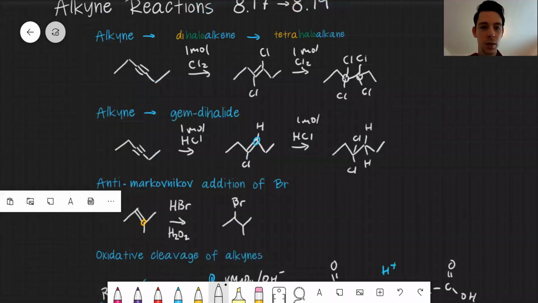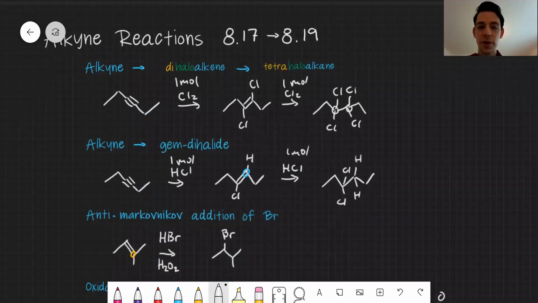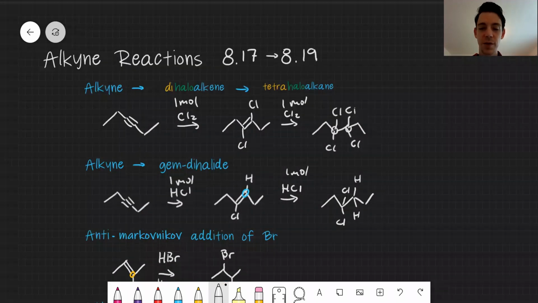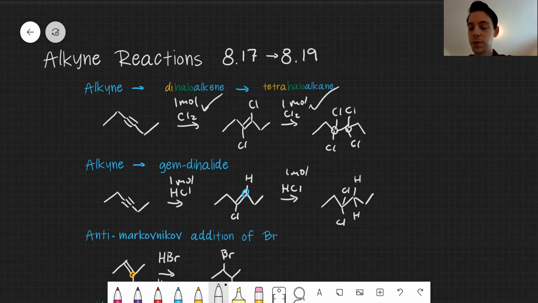All right, so again, hopefully these addition reactions and the oxidative cleavage kind of match what you understood about these reactions with alkenes. I would say the only thing that's different here is they are able to happen not once, but twice, because we have 2 pi bonds instead of 1.